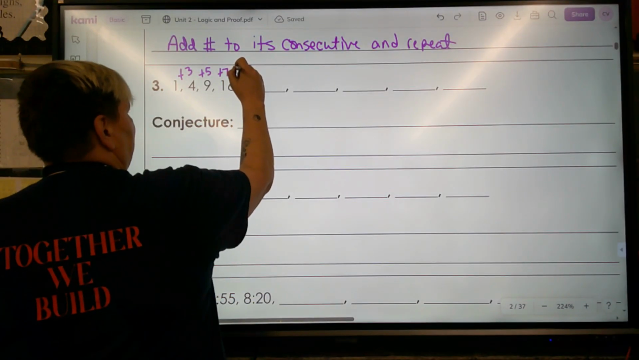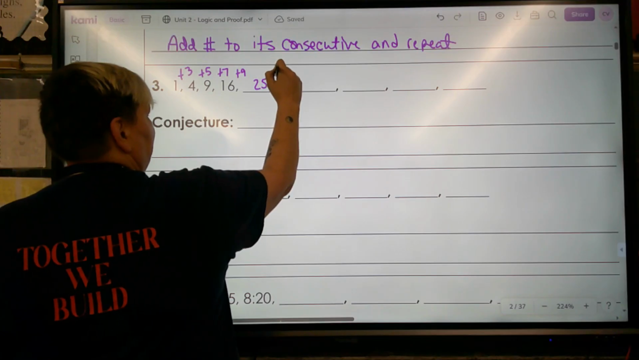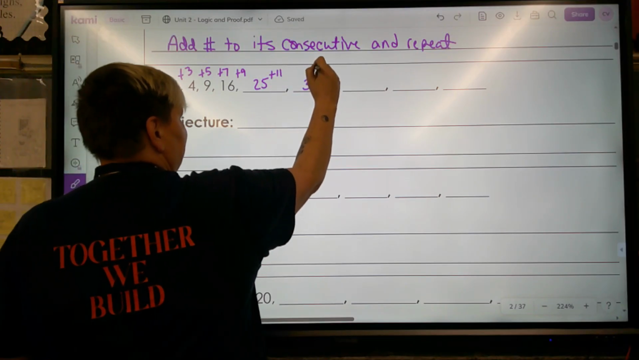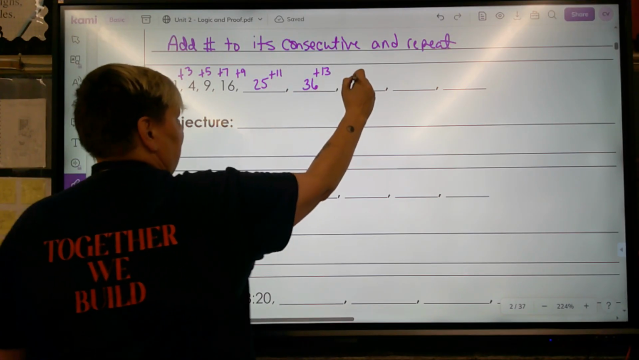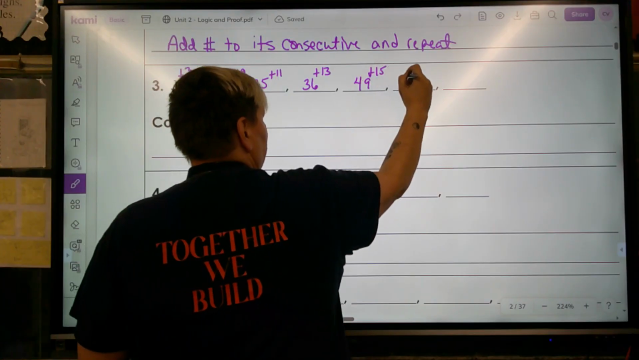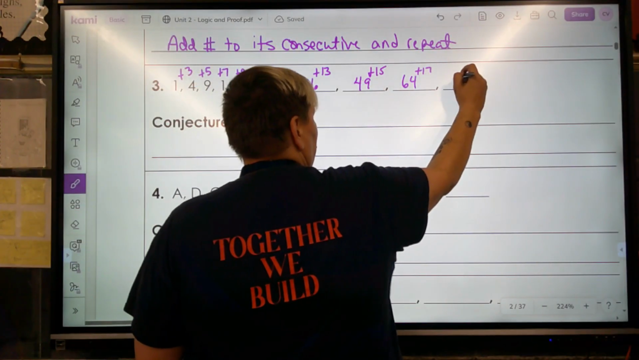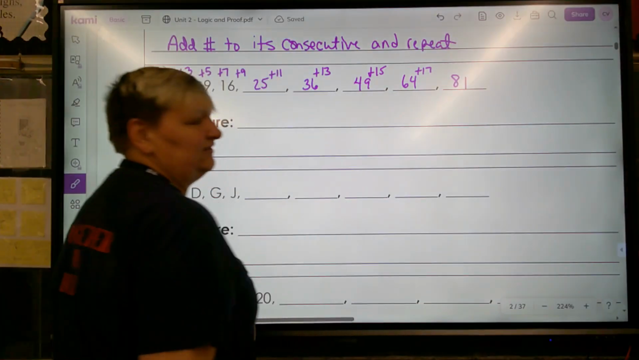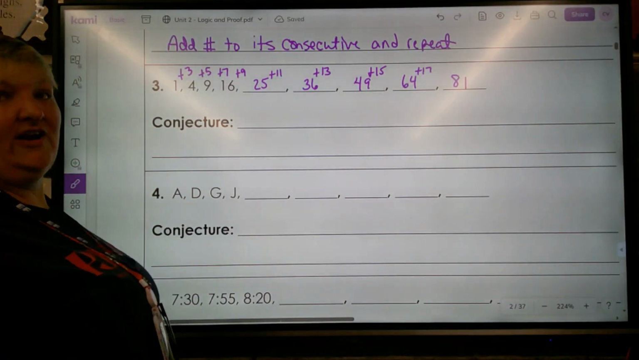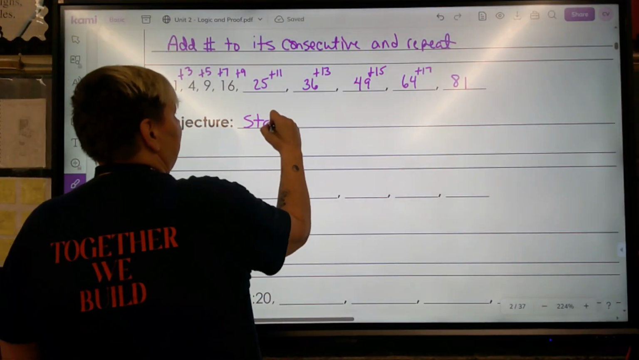That would be plus 9, which would be 25. That would be plus 11, which would be 36. That would be plus 13, which would be 49. That would be plus 15, which would be 64. And then be plus 17, which would be 81. Figured out one pattern. How do we want to start? By adding 3.